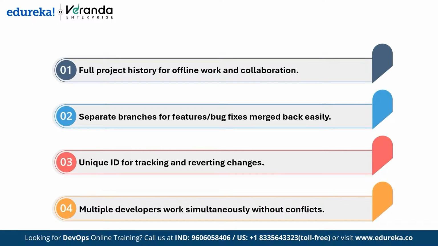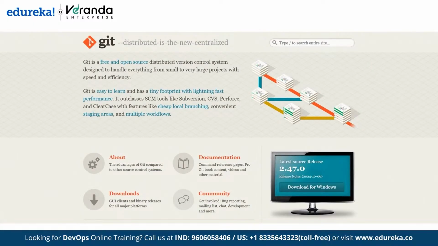Now let's see how Git's dashboard looks. Git is foundational in the DevOps pipeline for continuous integration and continuous delivery, making it easier to manage code across teams and automate deployment processes. Popular platforms like GitHub, GitLab, and Bitbucket use Git for project hosting and collaboration.